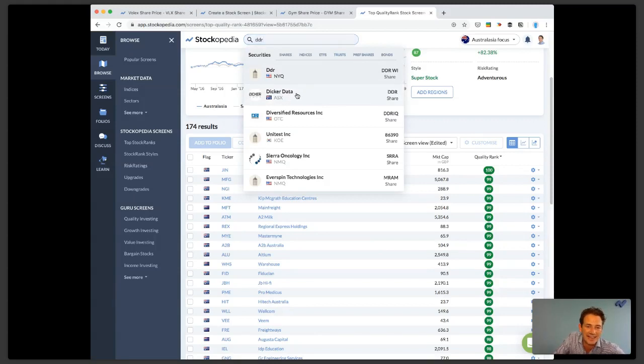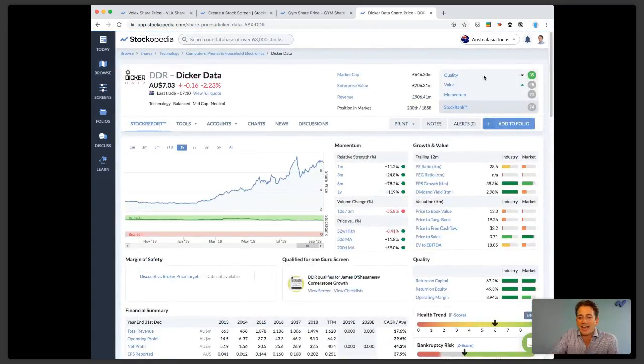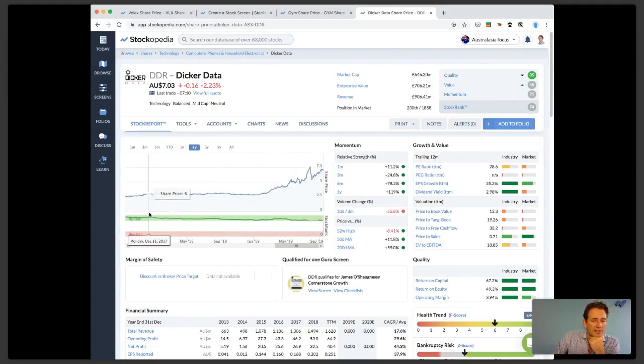DDR, I presume, is Dicker Data. Oh wow, look at this. Okay, I'll give you a quick lightning check on this. It's style neutral, and as you can see, it's got really strong quality. It's got fairly good momentum, fairly good overall stock rank. It's moderately valued, not overly expensive. Value actually has been improving recently. And as you can see, it's obviously had a good run.